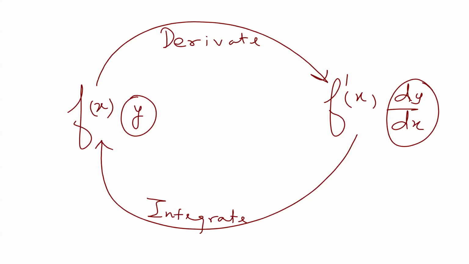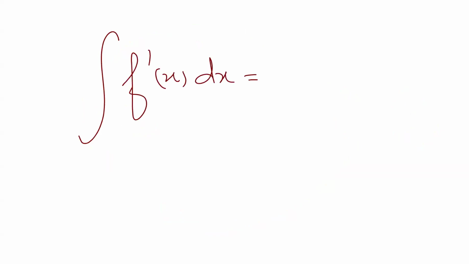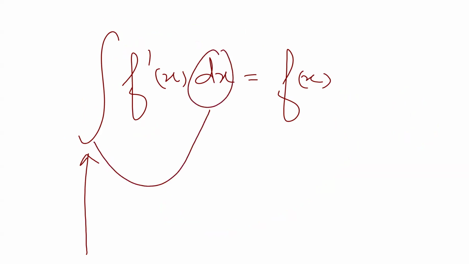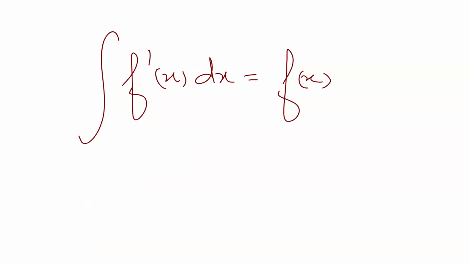Fine. So let us write down one formula. Integration of f dash x dx is equal to f of x. Okay, and when you solve this, you'll get a function back. So this is the integration sign. This is not f, it's the integration sign. And why I'm writing dx is because it is integration with respect to x. So this is the format of writing.